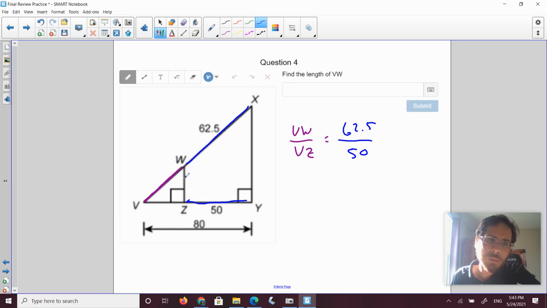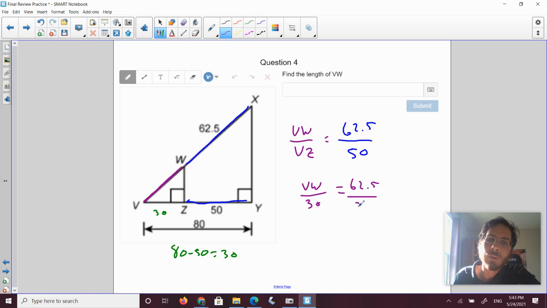Now we're trying to find out VW, which means somehow we have to get VZ. But if we look, VY is 80, ZY is 50, 80 minus 50 is 30. So it turns out VZ is actually 30. So I've got VW over 30 is equal to 62.5 over 50. We could cross multiply to solve. So let's do that. So 50 VW equals 62.5 times 30. Divide both sides by 50.